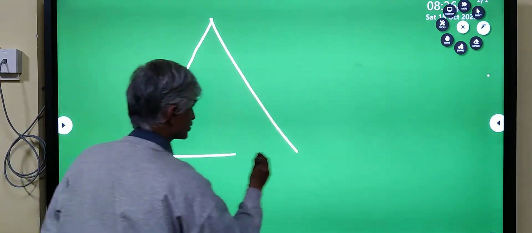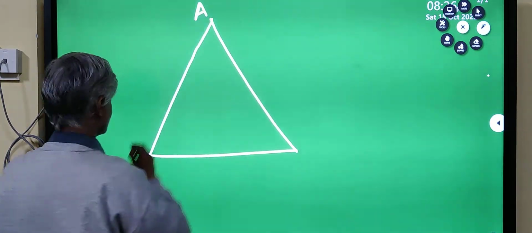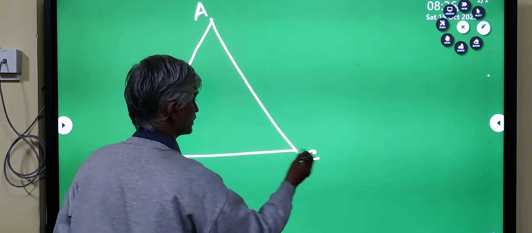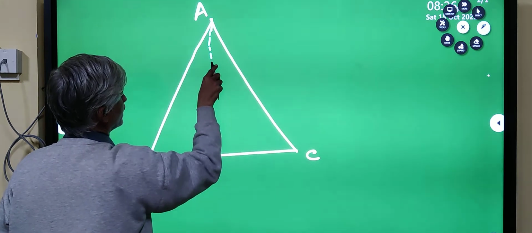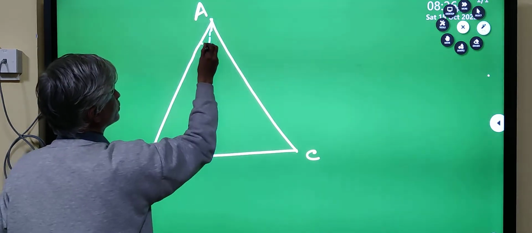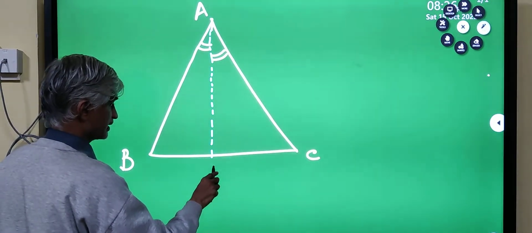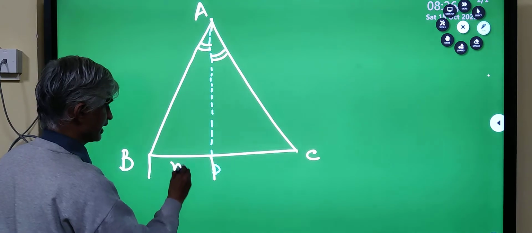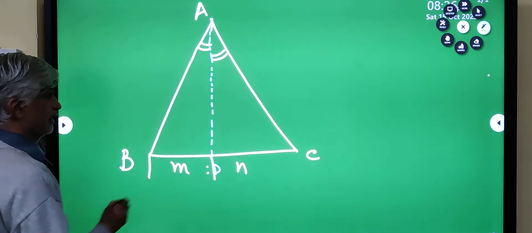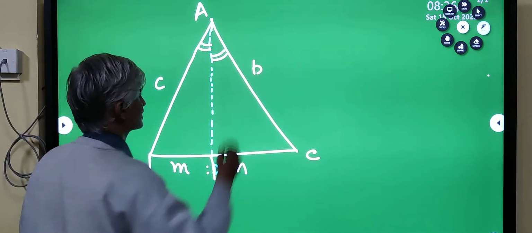So here's the relationship. Suppose you have a triangle and you have an angle bisector. Let's say this is the angle bisector of A. So these two angles are same. Now if we have an angle bisector of A, and let's call this D, and suppose that this ratio is m is to n, and this side we call C, and this side we call B. That is the standard notation.